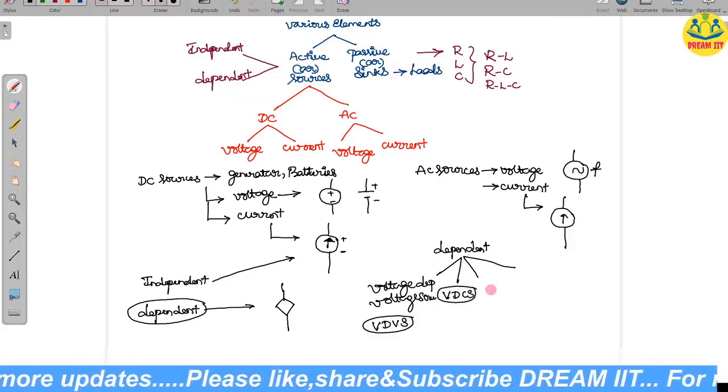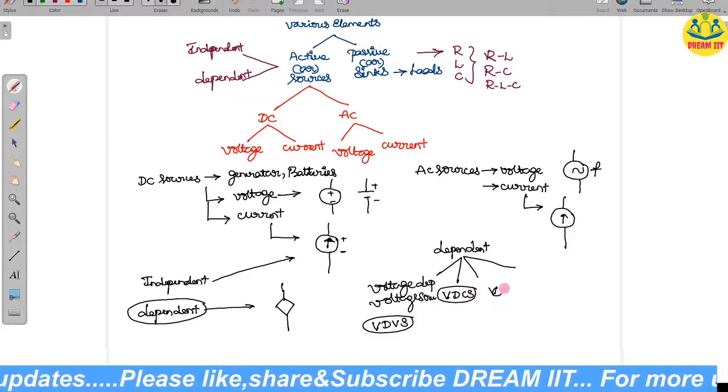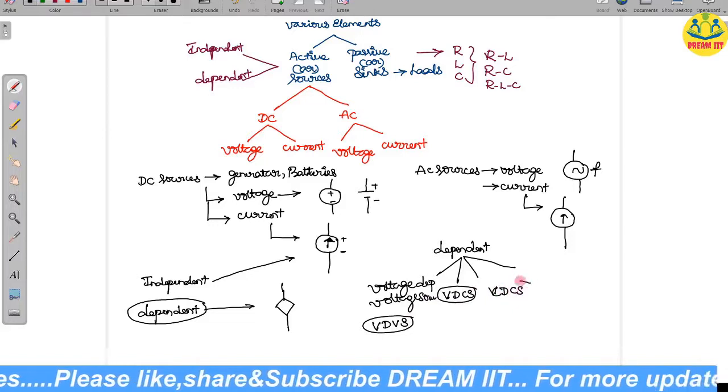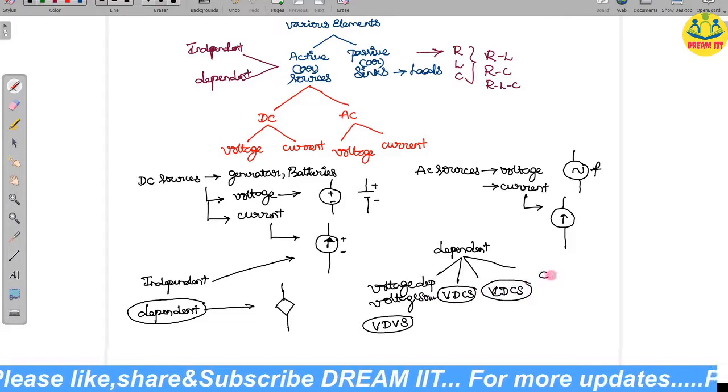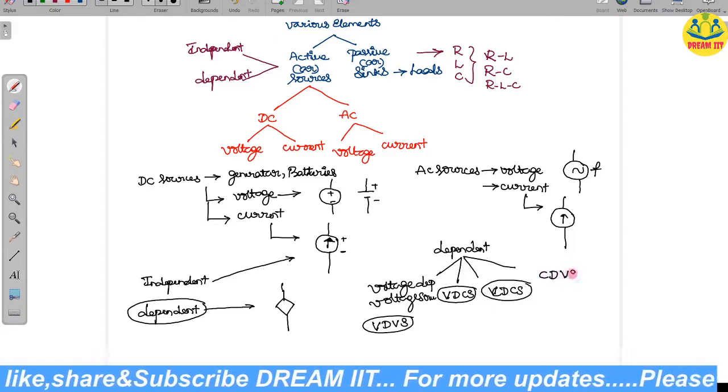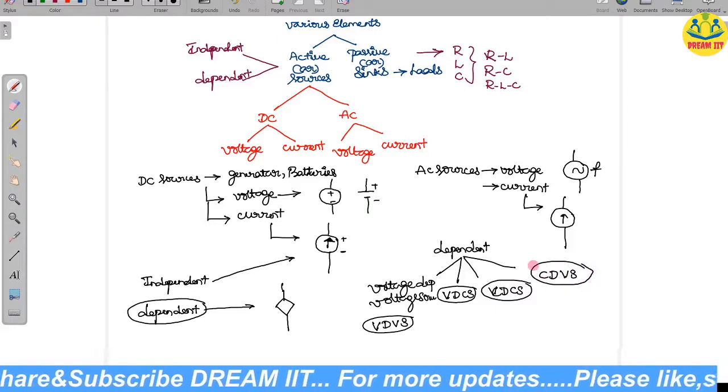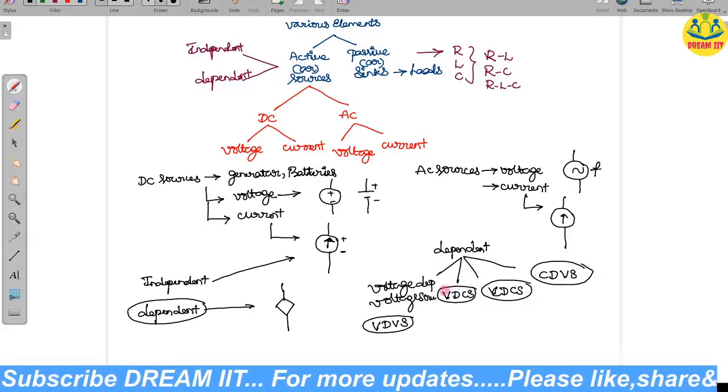Next, voltage dependent current source. Next, current dependent current source, that is CDCS. Next, current dependent voltage source. Like this we are having different types of dependent sources.